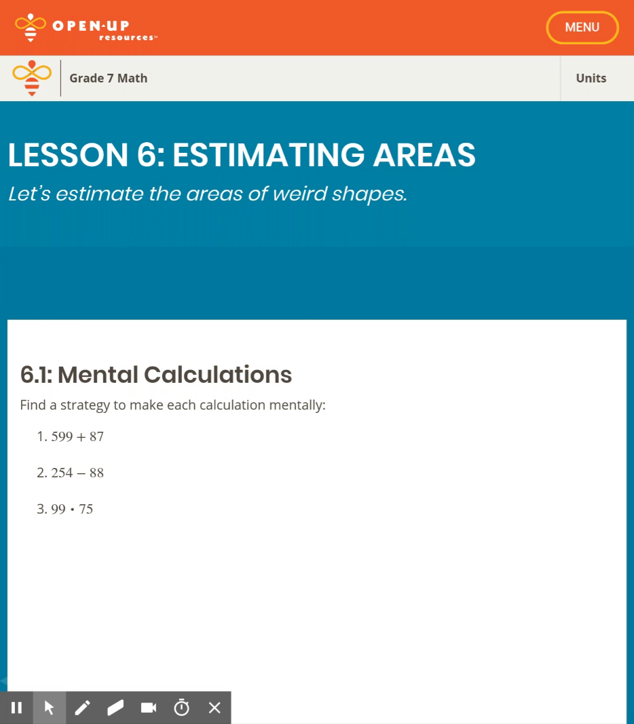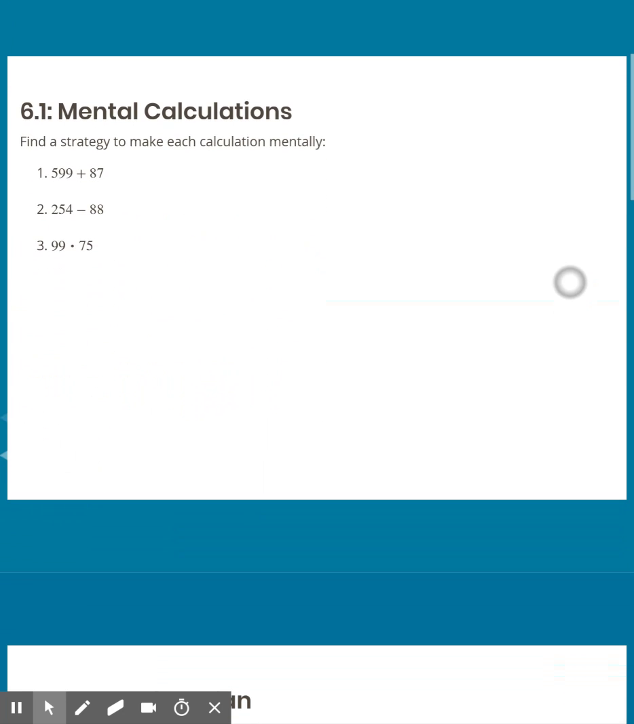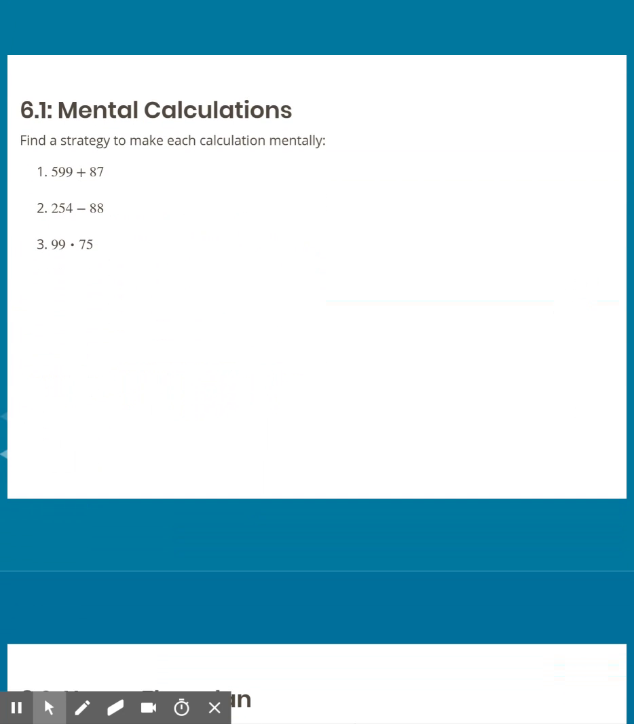So this will prepare students for that next lesson, but it's also going to do a great job of preparing students for figuring out area of composite figures later on in the year. So it will serve two purposes. I love the warm-up. It's great because it is doing numerically what the rest of the day does geometrically. So we're using that composing and decomposing idea here.